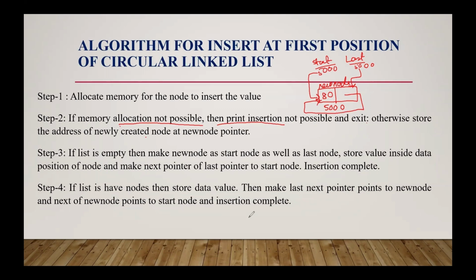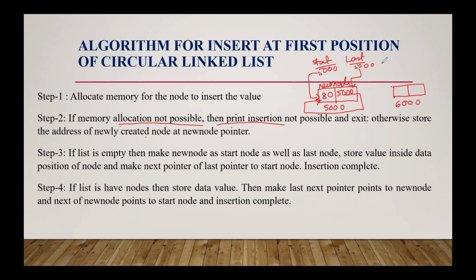Now again we try to execute the program, and memory allocation is done at that time. In the previous case, this value is 5000, so it points to the first value. Now memory allocation is done; for example, the address is 6000. If the list is empty, no. Then step 4: if the list has nodes, yes.